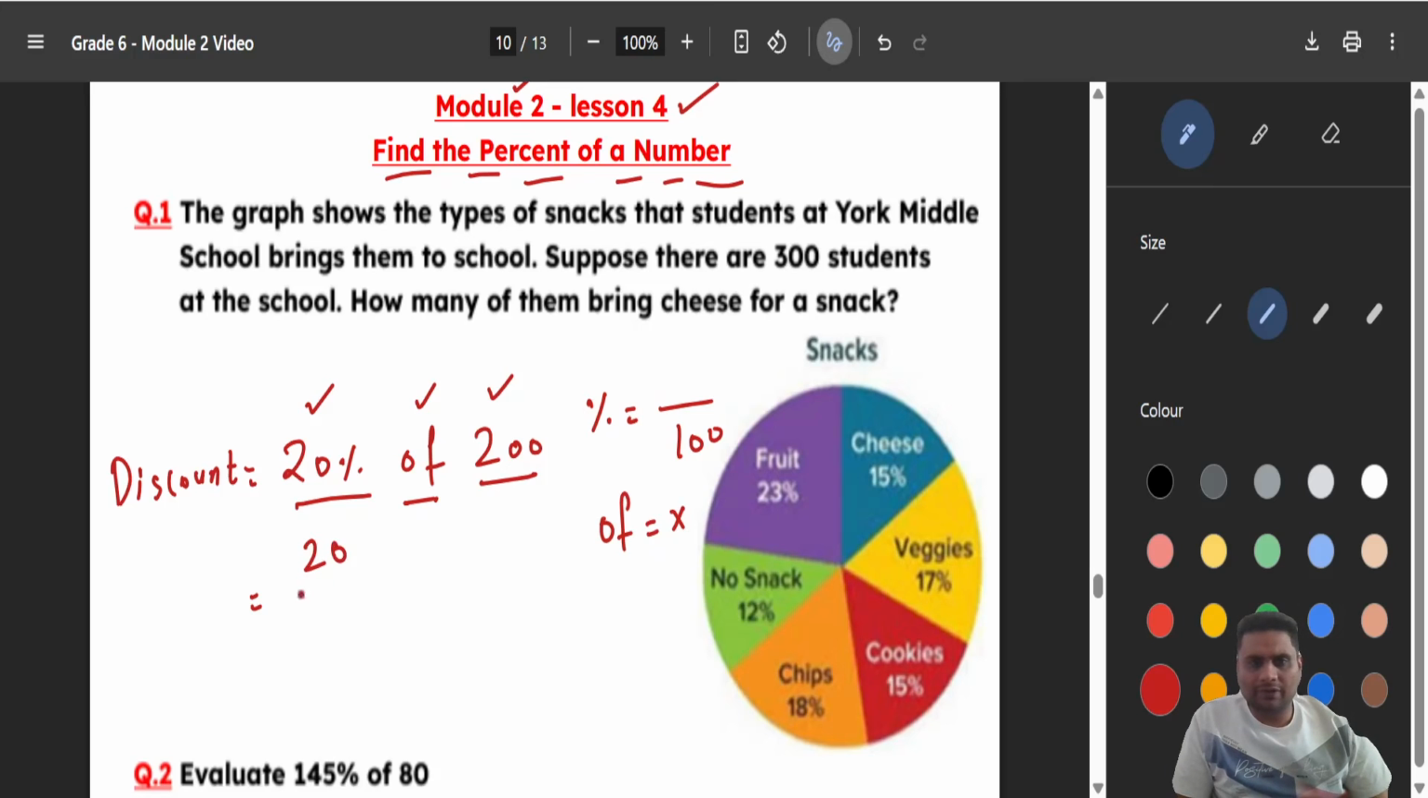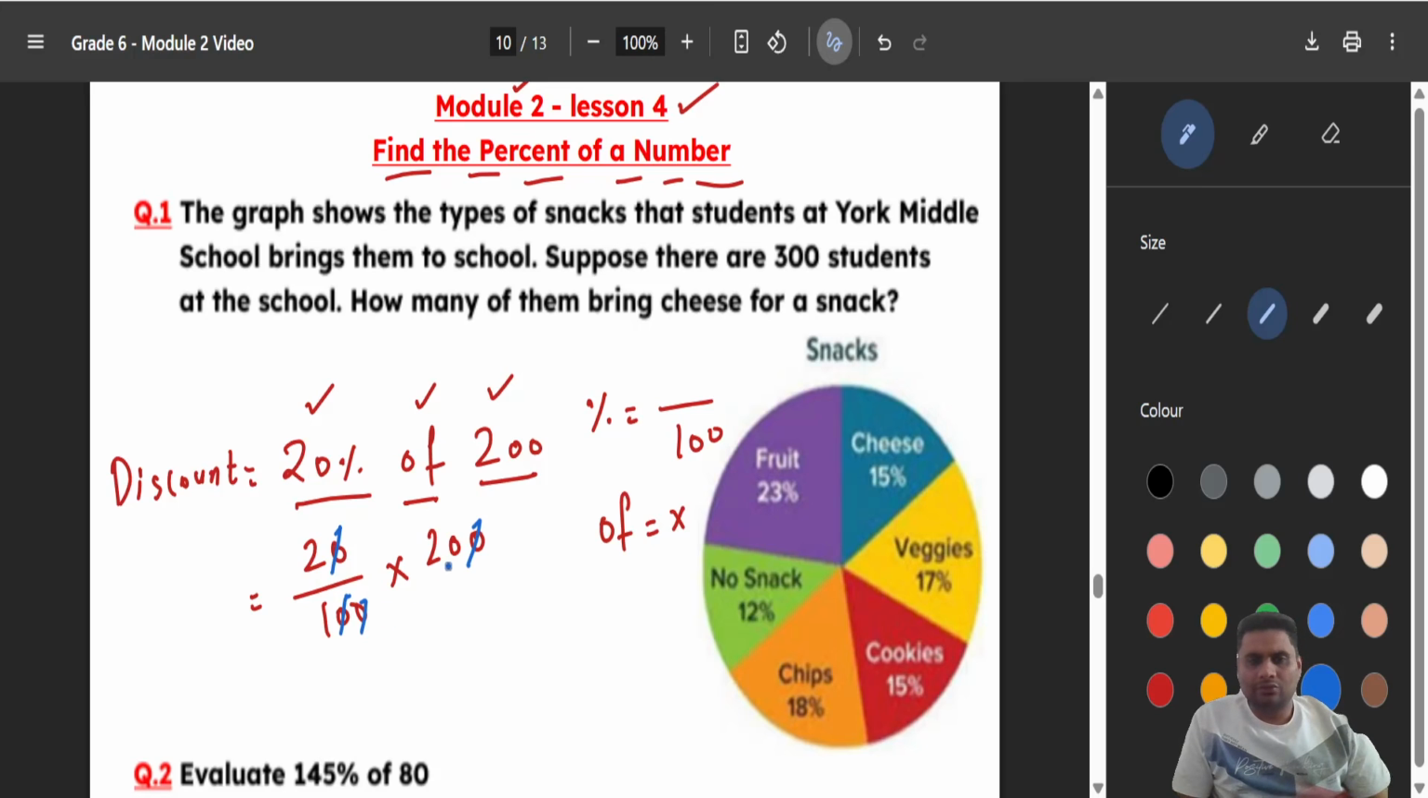The percent will become divided by 100. Of will become multiply. Then 200. If you see zeros at the end of a number in the numerator and denominator, up and down, you can cut them. So 10 here, 10 down, 10 up, class. The zeros should be at the last, not in the middle.